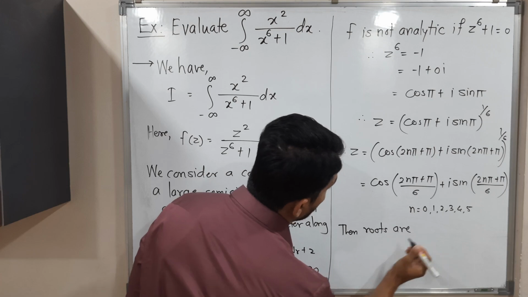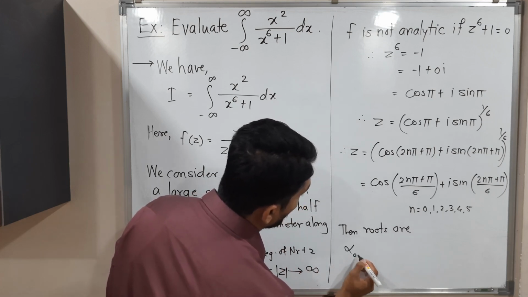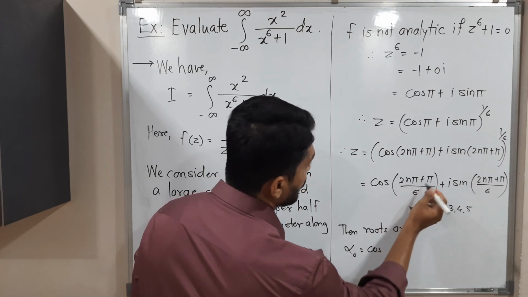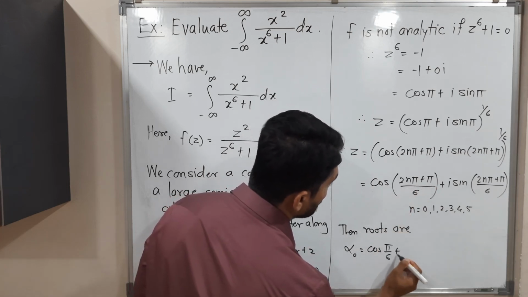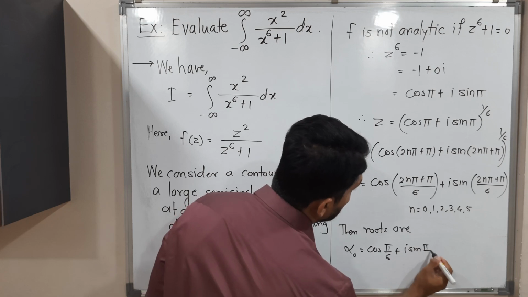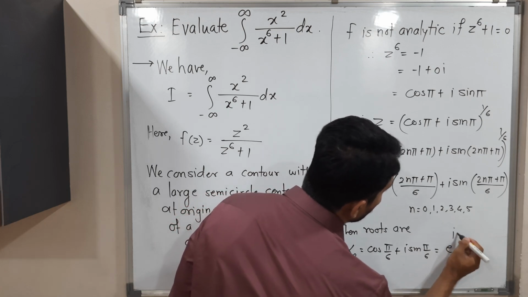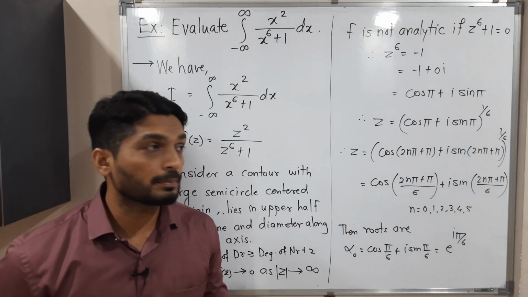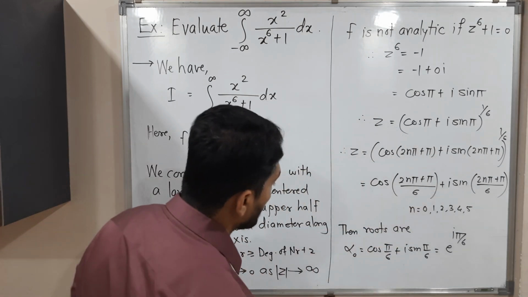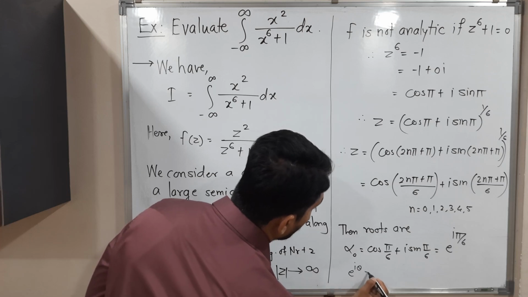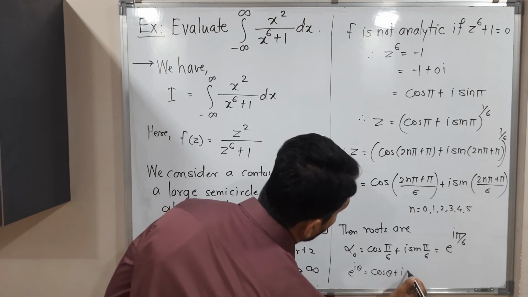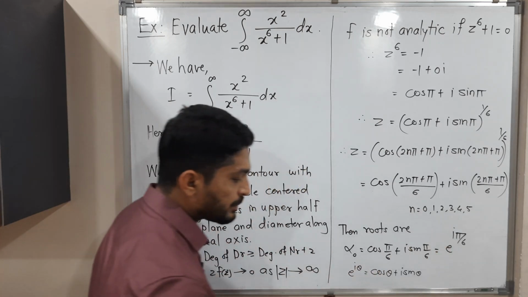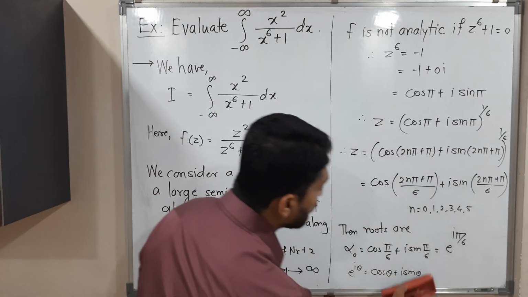The roots are, I am going to write them. Let us call the first one alpha naught. I am going to put n equal to 0 here. So we will get cos pi by 6 plus i sin pi by 6. It can be expressed as e raised to i pi by 6, since you know that e raised to i theta is cos theta plus i sin theta. If you don't know, let me tell you that e raised to i theta is equal to cos theta plus i sin theta. This is the relation we have and I am using it. Why am I expressing it in exponential form? Since it will be more simple.